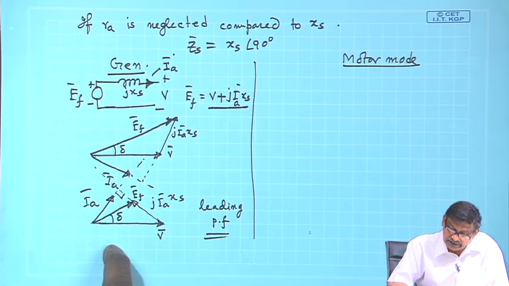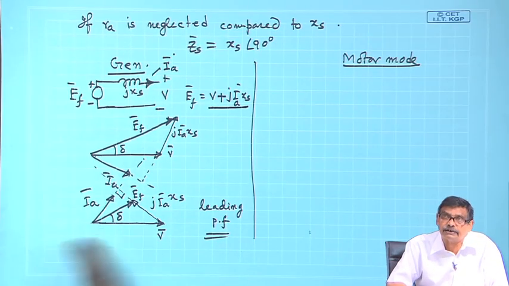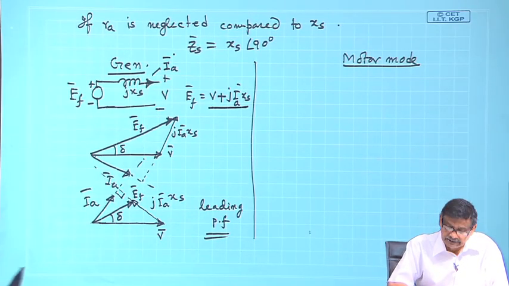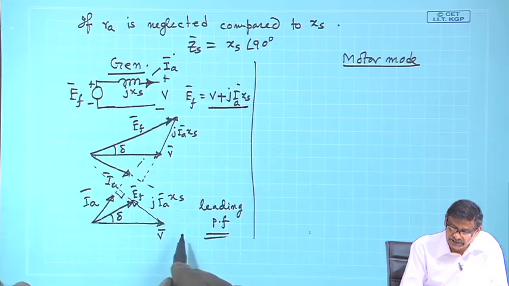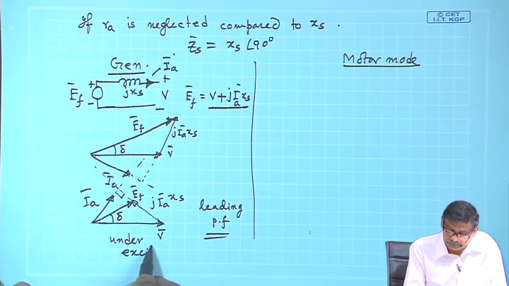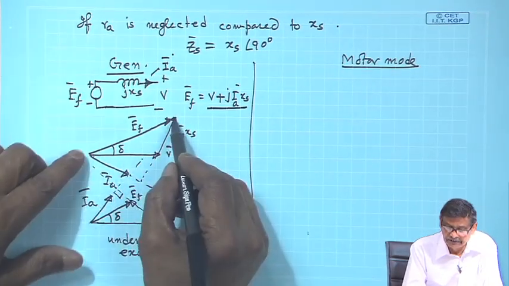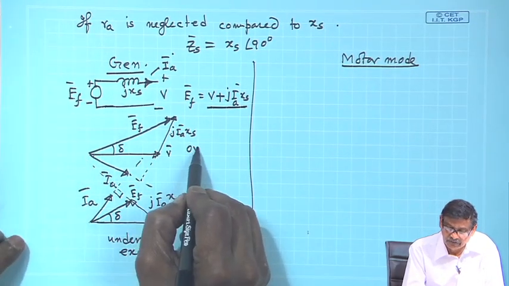So, what should I say? Leading power factor generator, is it over excited or under excited? Under excited, because length of E_f is less. So, under excited. And in the lagging case, this is E_f, length of E_f is greater than V. So, it is over excited.